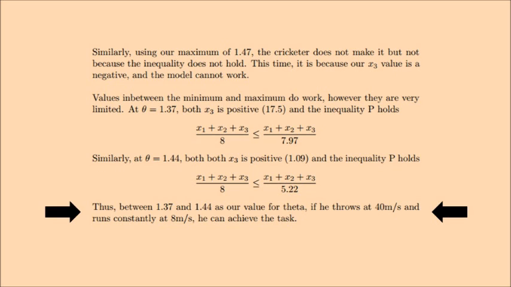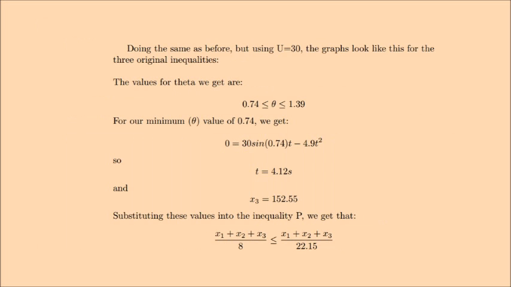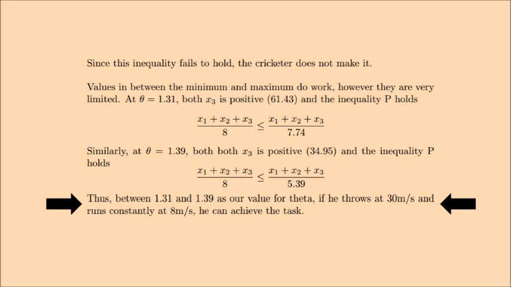Fortunately, however, we did find a range of values within our original range that will satisfy the inequality and also x3 and our t value. We found this range within the range to be between 1.37 radians and 1.44 radians. Thus, if the cricketer threw at 40 metres per second and ran at a constant speed of 8 metres per second, within these angles, he would make it. But whilst this is the world record speed, it is unlikely that he's able to throw at this speed. So we decided to take an average between 20 and 40 and made u equals 30. At this u value of 30, we found a range of angles between 1.31 radians and 1.39 radians that will work.